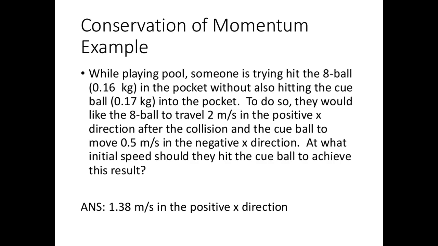So when you plug that into your calculator, you get about 1.38 meters per second. So that's the initial velocity you need to hit the cue ball at to make this shot.